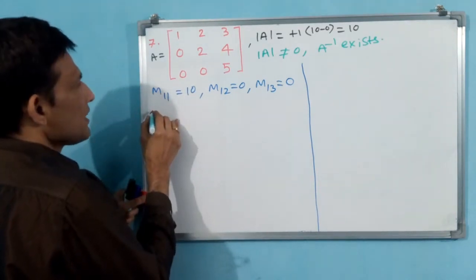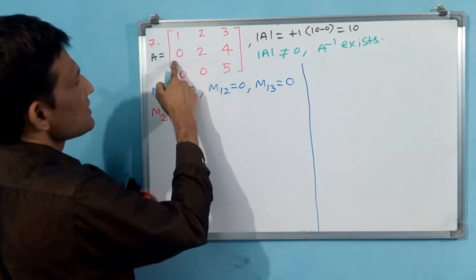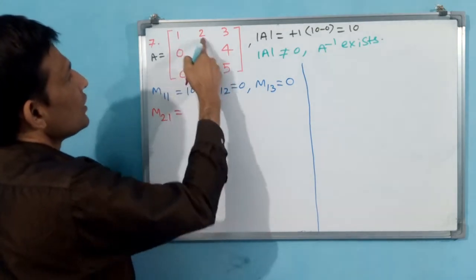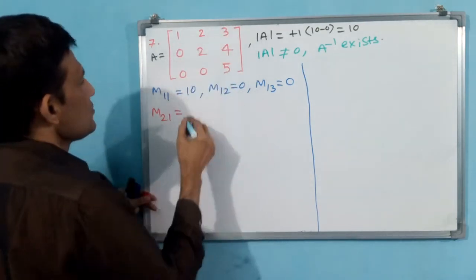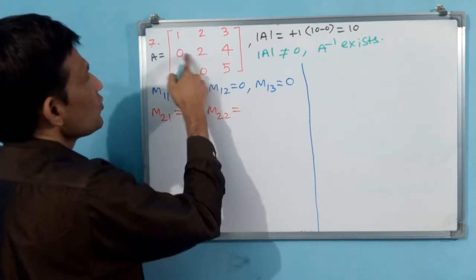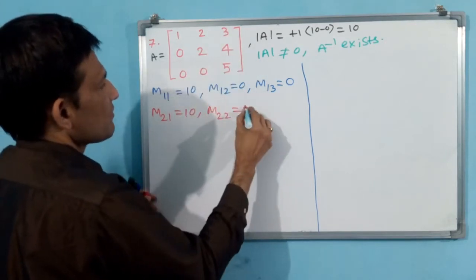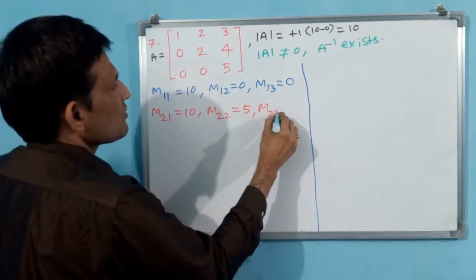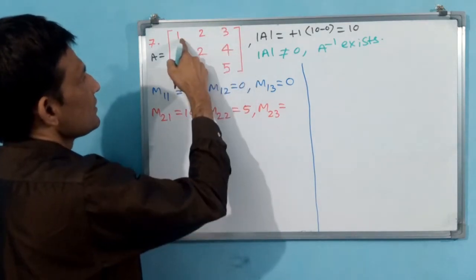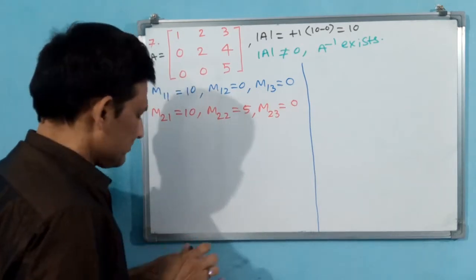Write down M21. 0 you are closing. This means second row, first column. That means 10, 0, so 10 only will come. M22: 2 you are closing. That means 5, 0, so 5 you write. M23: 4 you are closing, row and column. Then 0, 0. Then 0.